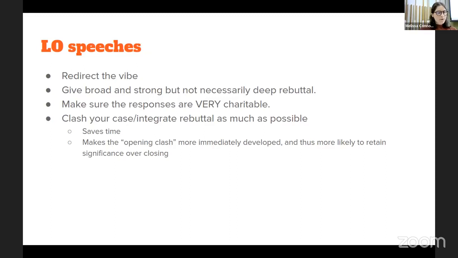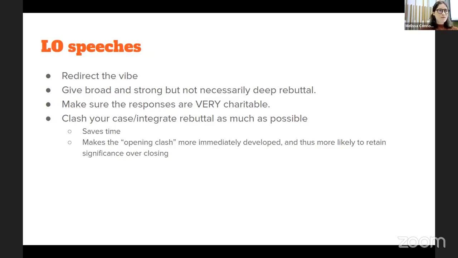In terms of the second bullet point, make sure that you give broad and strong, but not necessarily deep, rebuttal. I think you need to give broad rebuttal, because you need to make sure that it is covering all of the gov points. If you don't respond to a gov point, CO can respond to it and win the debate by having a rebuttal extension. So you need to make sure that you give a strong point to them. But if you give really deep rebuttal to everything that gov says, then your speech will be twice as long as theirs, and you wouldn't have covered any of your own material.